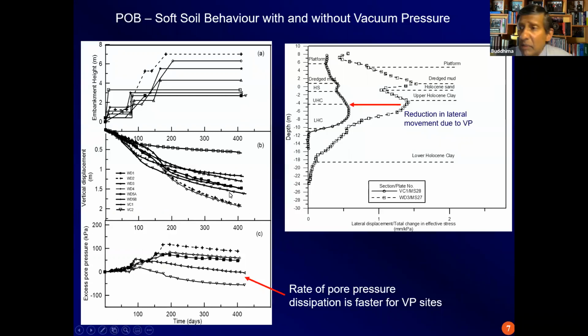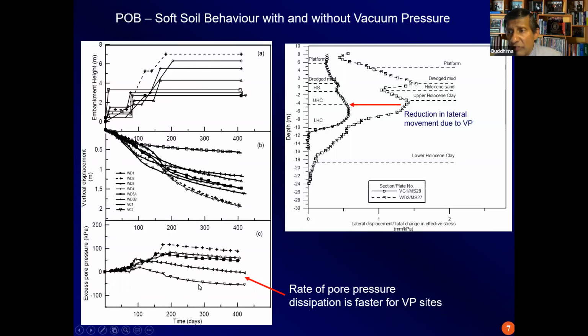So here is a summary of the construction history, the settlement curves for various sites, including vacuum preloading sites, VC1 and VC2, and the remaining sites are surcharge only. These are constructed at different rates to different heights, and therefore the rate of settlement is expected to be different, as you can see from these various pictures.